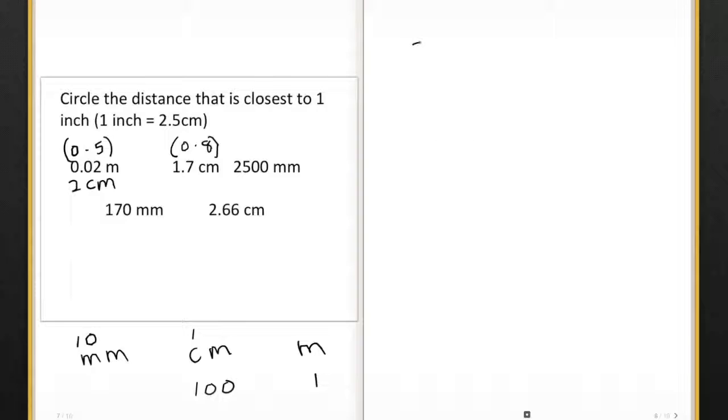Next we'll do the 2500 millimetres. Now if we come down here, 10 millimetres is 1 centimetre. We want to change from millimetres to centimetres. We're going from 10 to 1. High to low. And to go from high to low, you divide. And we're dividing by, well, there are 10 millimetres in 1 centimetre, so we're dividing by 10.